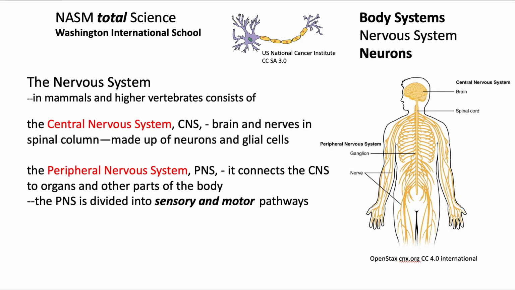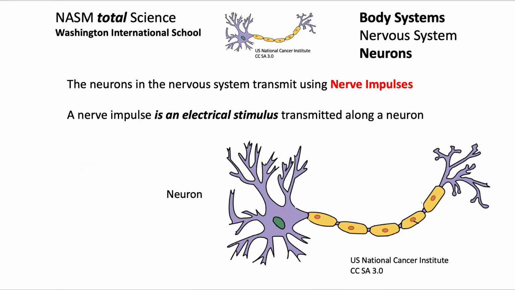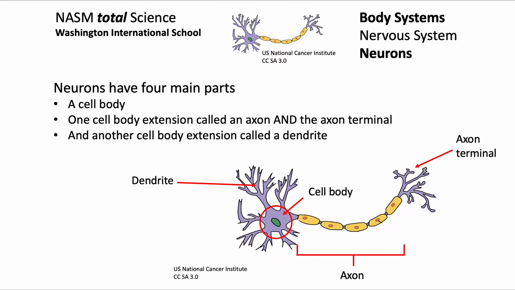The nervous system consists of the central nervous system, the brain and spinal column, and the peripheral nervous system, which connects the central nervous system to organs and other parts of the body. So the nerve impulse is an electrical stimulus transmitted along and within a neuron.